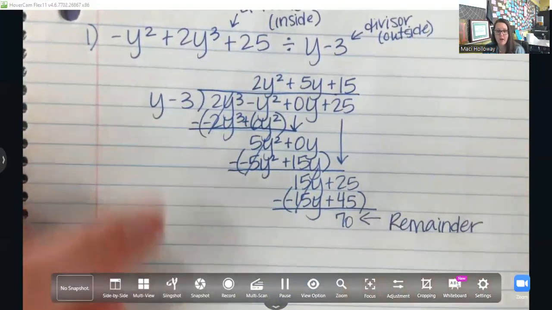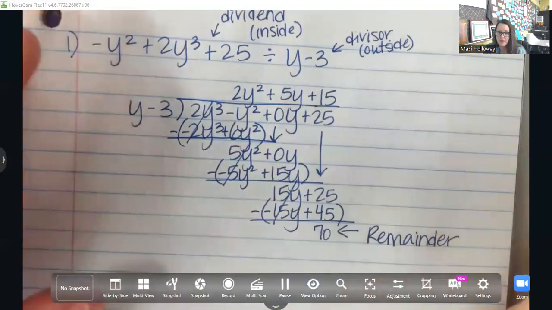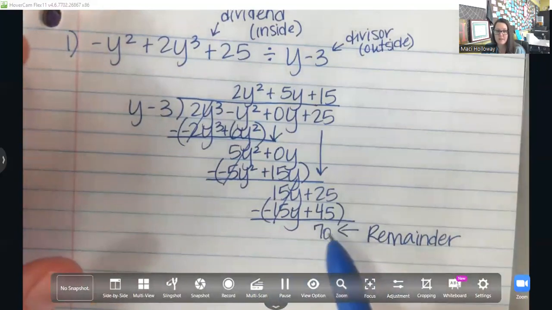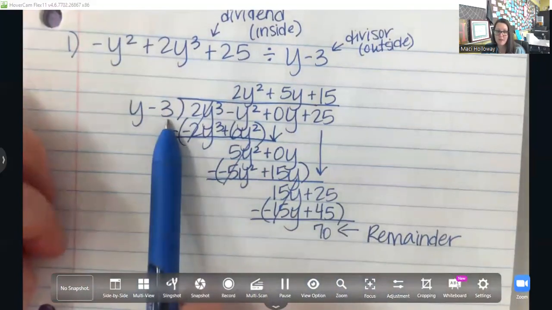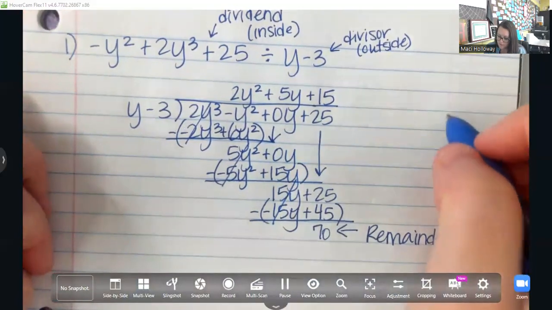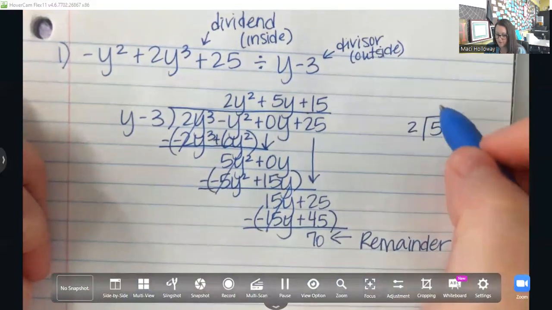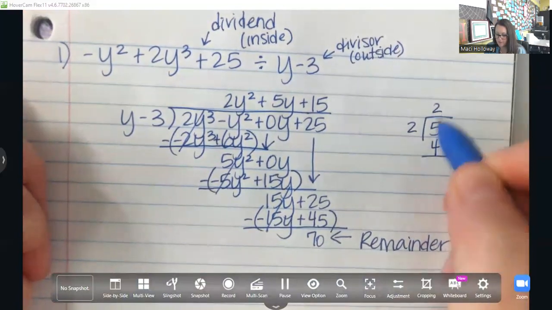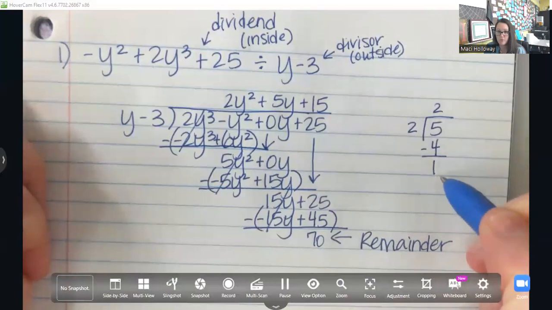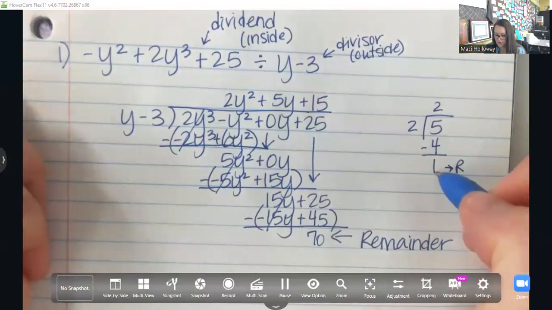So how we'll write this answer as the remainder, thinking about if I did, the remainder tells us that this factor y minus 3 does not divide evenly into this polynomial. So it's just like if I were to say 5 divided by 2. 2 goes into 5 2 times, and 2 times 2 is 4, and we have one remainder, right?